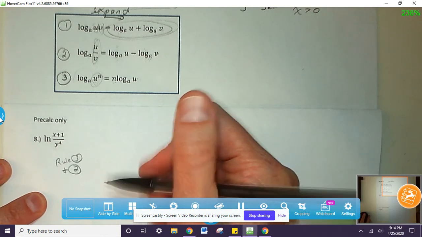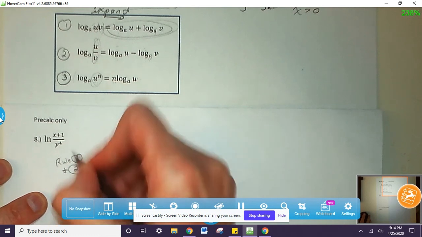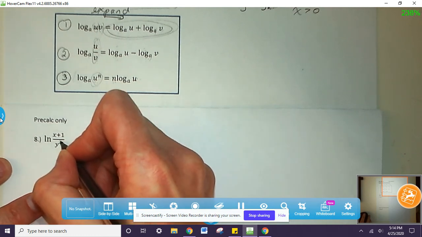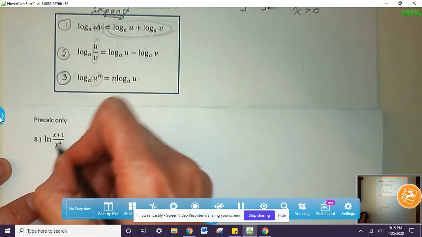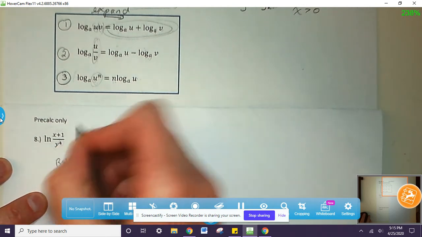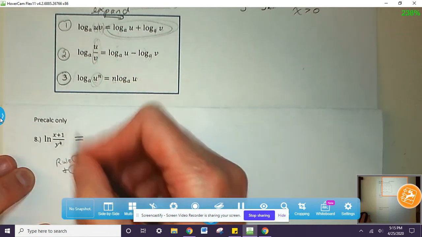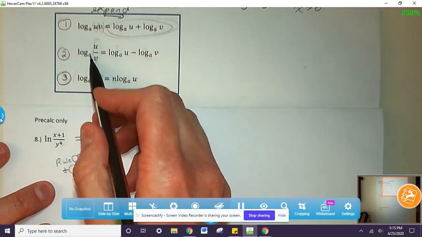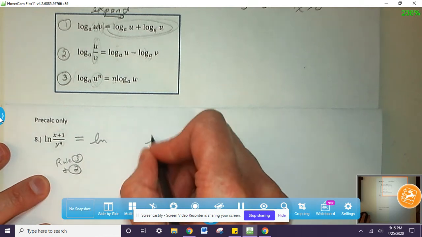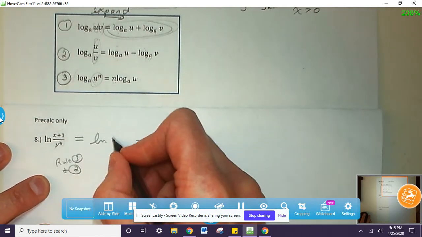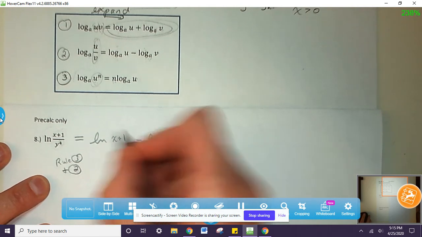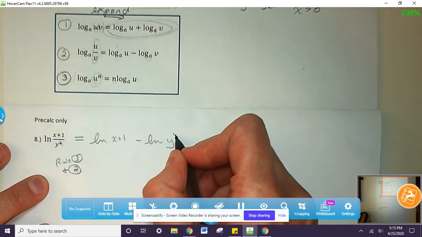It's rule 2. We have to use rule 2 first. We can't use 3 first because rule 3 would be swinging this 4 around to the front. We cannot do that first because the 4 only belongs to the y. It doesn't belong to the top. So what we have to do first is we have to split this up using rule 2. So we're going to keep natural log and natural log. We're going to make minus. Inside the first log goes x plus 1. Inside the second log goes y to the 4th.